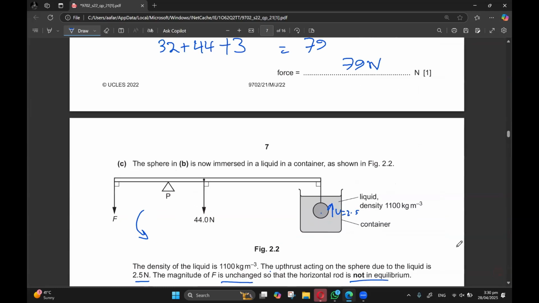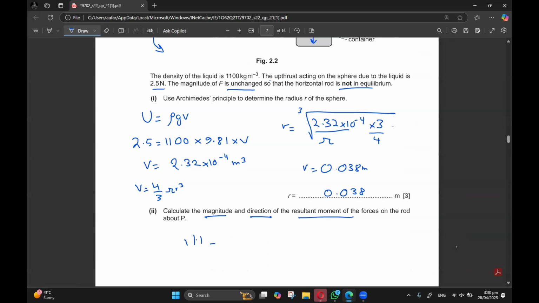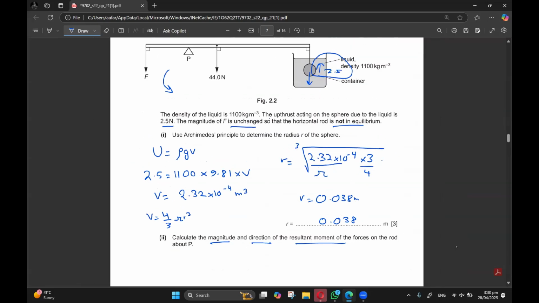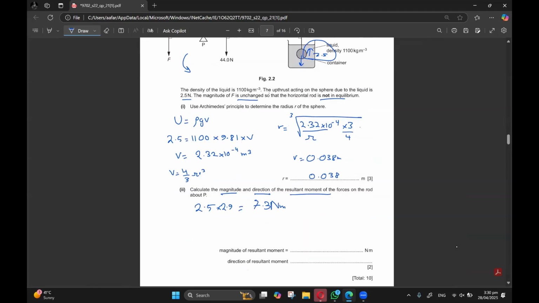since it still has its weight. So the only additional force right now is this upthrust acting, right? So if we take the moment of this force, that will be the resultant moment. We really don't need to calculate all the other forces since they were in equilibrium initially. So you can say 2.5 times 2.9 is the resultant moment, 7.3 Newton meter, and 7.3 anti-clockwise.